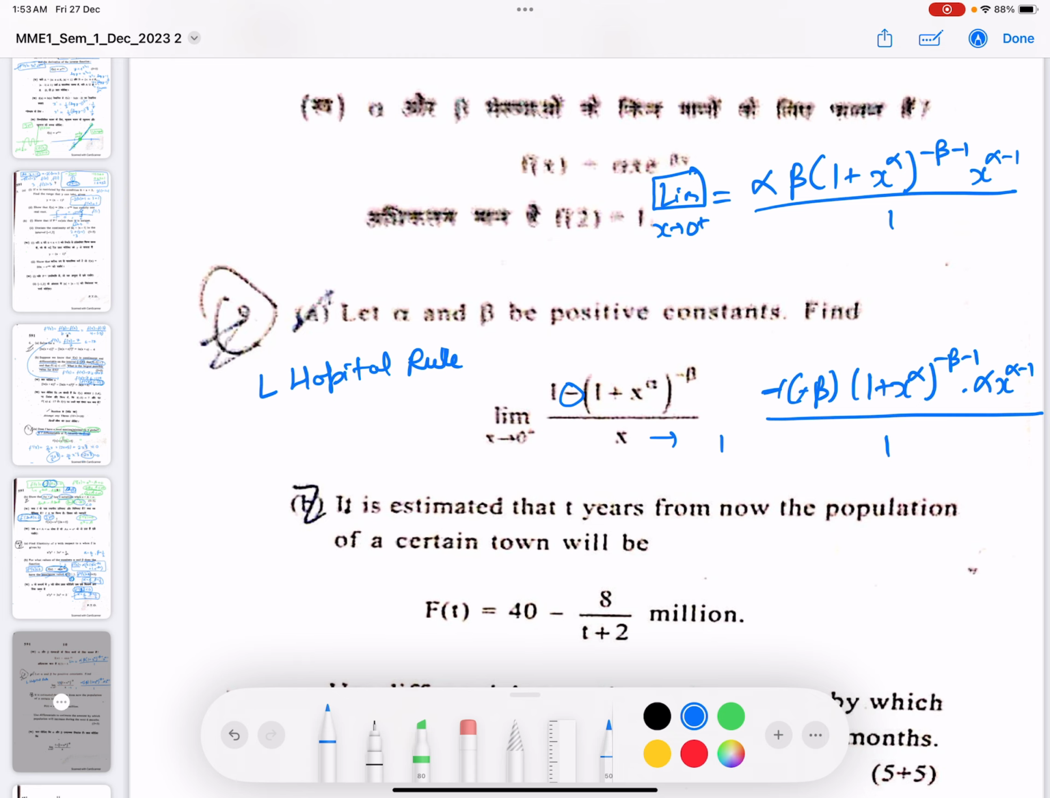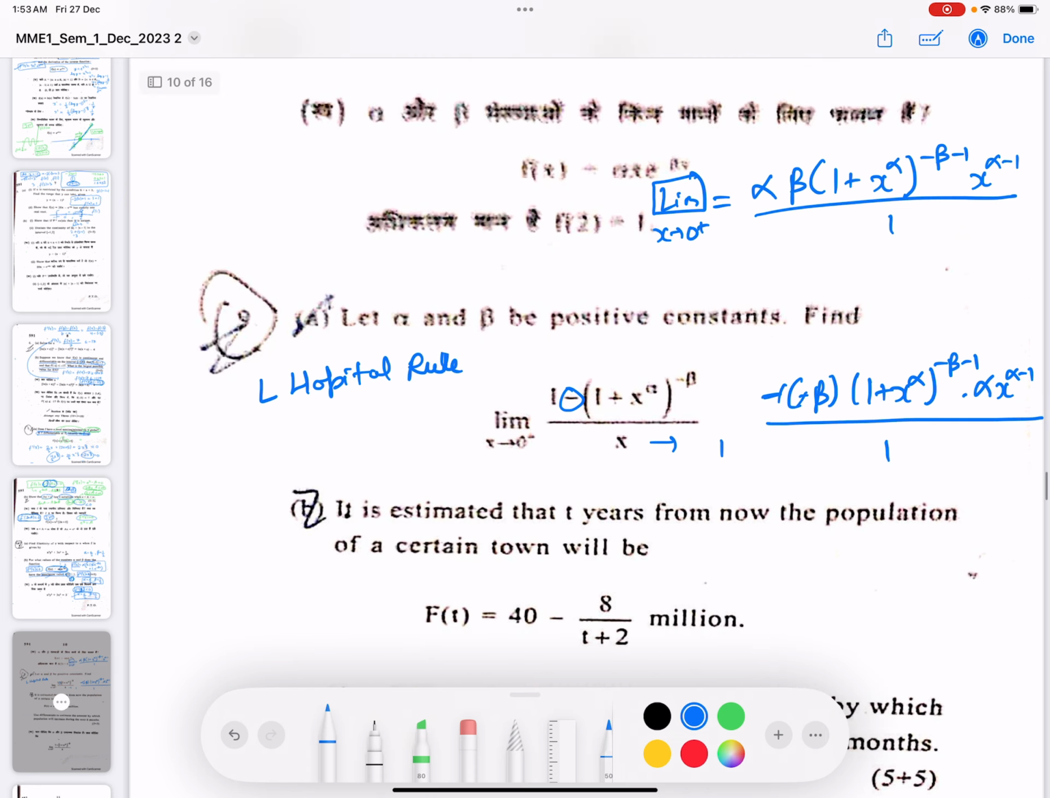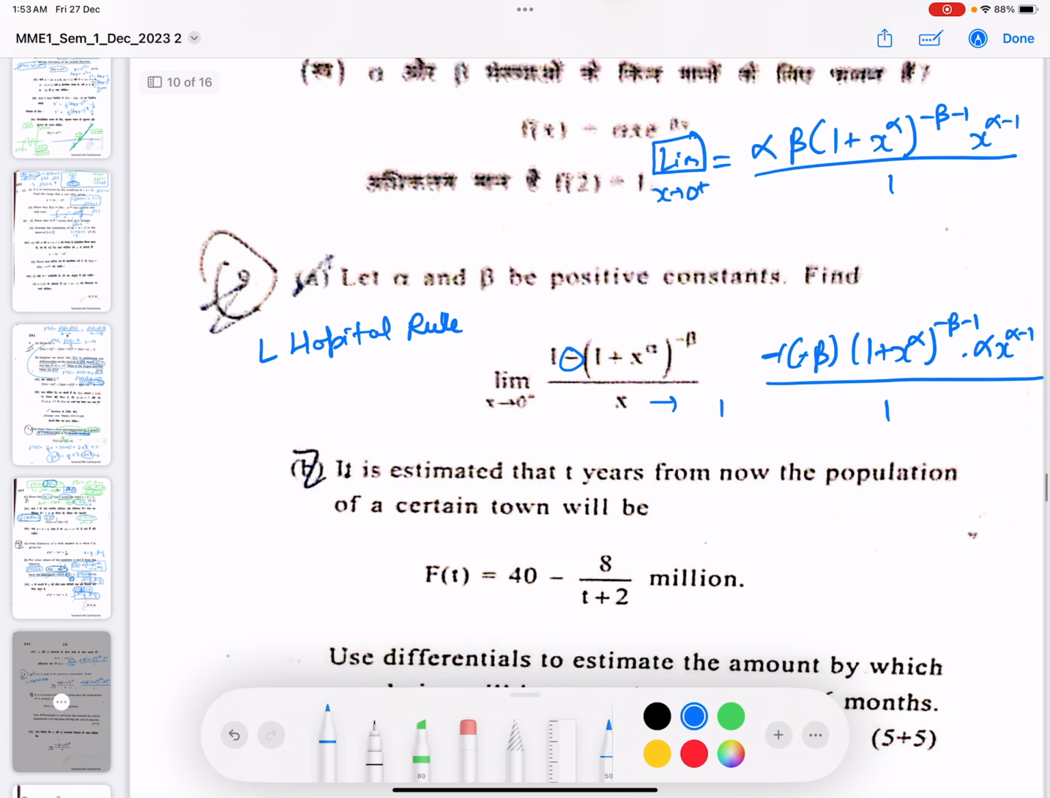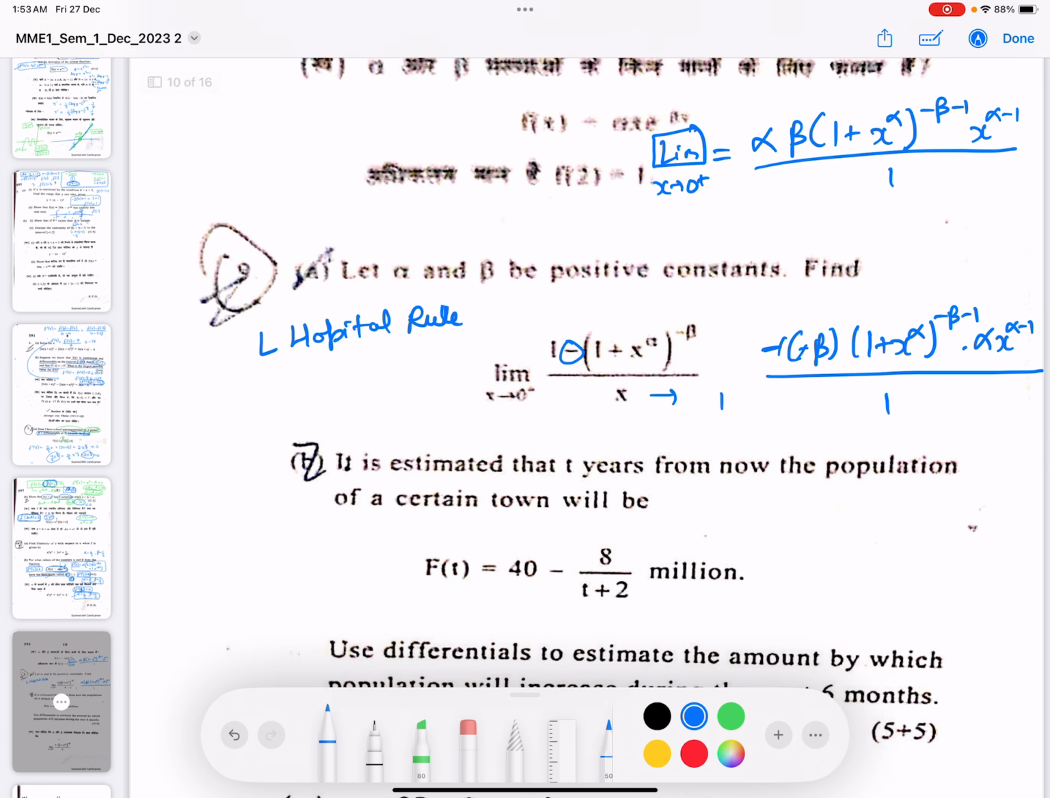Now it would depend on what value alpha takes as well. So this function can be written as alpha beta x to the power alpha minus 1 upon 1 plus x to the power alpha, whole power beta plus 1. This is our final function that we're getting.